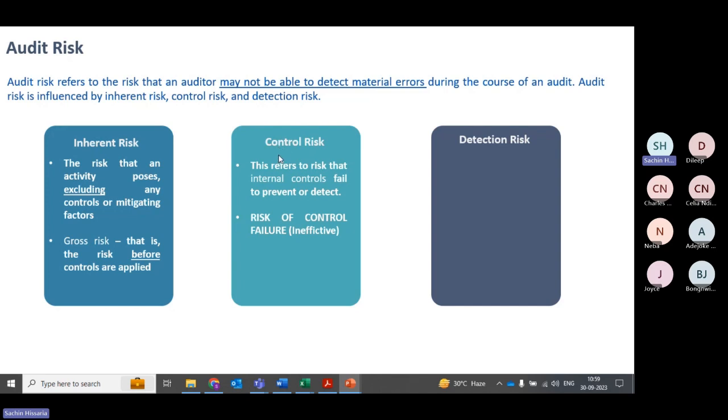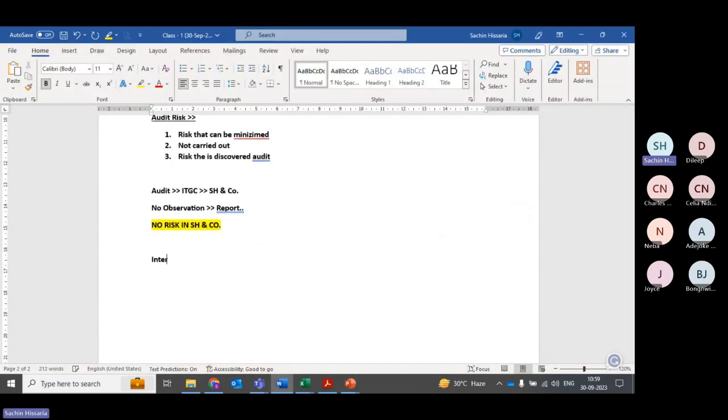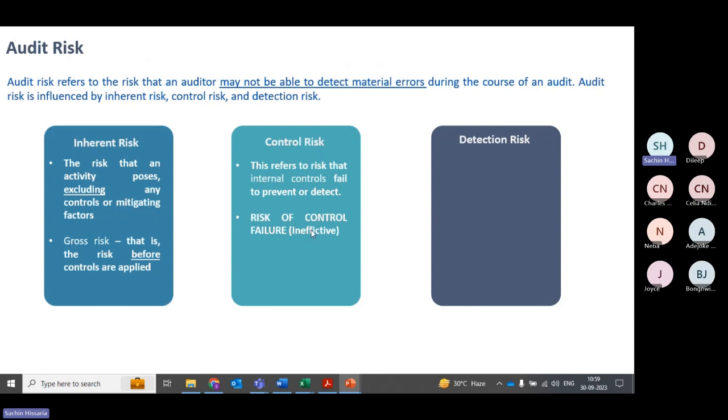Now, second is control risk. What is a control risk? Control risk refers to a risk that your internal control will fail to prevent or detect. For example, in an organization, definitely they have also implemented some internal control, correct? They also have their internal audit department. There are process owners, and there is a risk compliance department which mitigates the risk. But suppose your internal control is also ineffective. There are a few cases where controls will be ineffective. So that risk is known as a control risk.